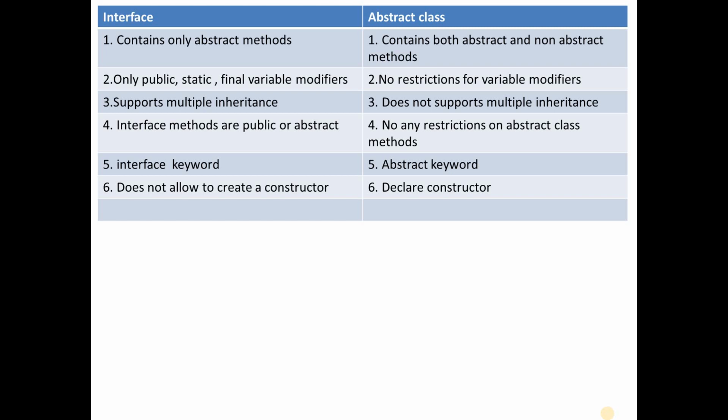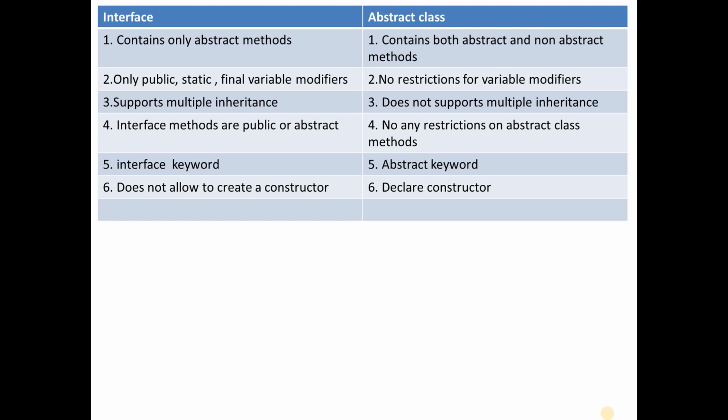The second point is about variables. In an interface, you have to declare variables as public, static, and final. You cannot declare private or protected variables in an interface. But in an abstract class, there is no restriction on variable declaration. Any variable modifiers are allowed in an abstract class.